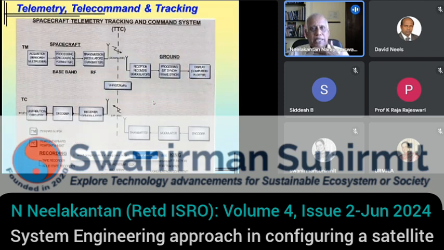You have the telemetry and telecommand systems for gathering all the sensors information on board the satellite, multiplexing them, converting from the analog sensor outputs to digital format, digital data, multiplex them, process them, then you have to arrange it in the form of a framed structure, modulate it and transmit it through the TTC antenna to the ground.